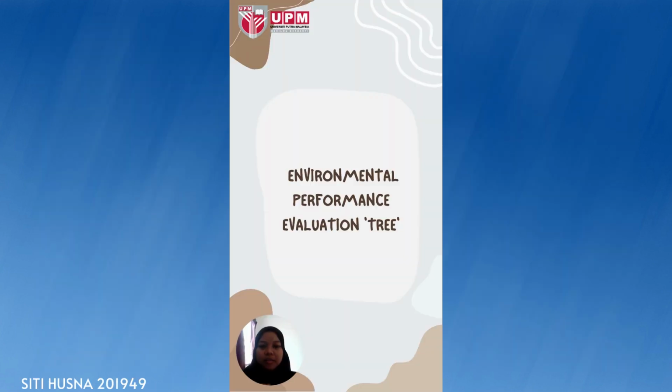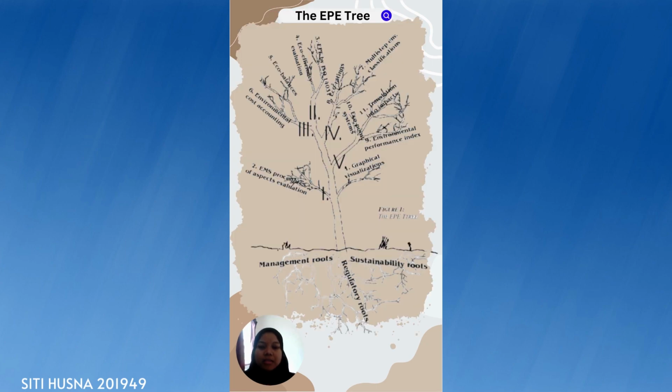Now I would like to share about Environmental Performance Evaluation 3. On the screen now is the Environmental Performance Evaluation 3 created in 2003. This EPE 3 shows the common methods of environmental performance evaluation. The root consists of 3 theoretical routes and the branches consist of methods in EPE.